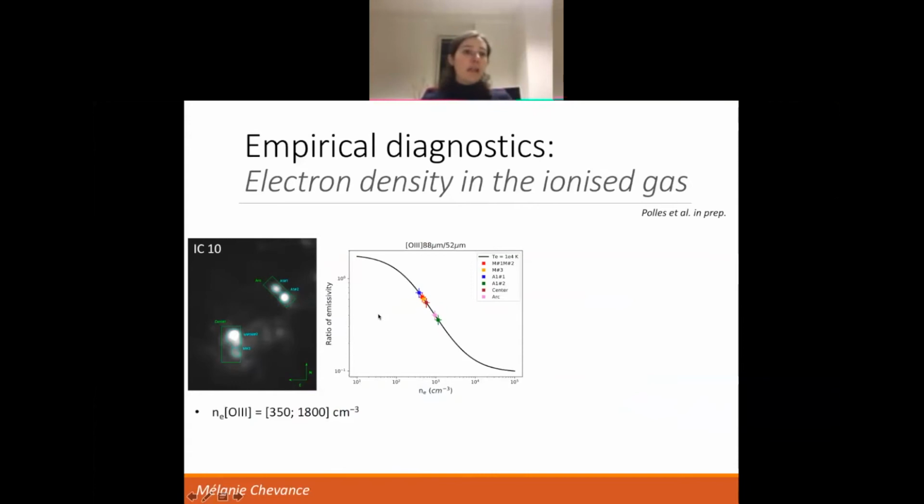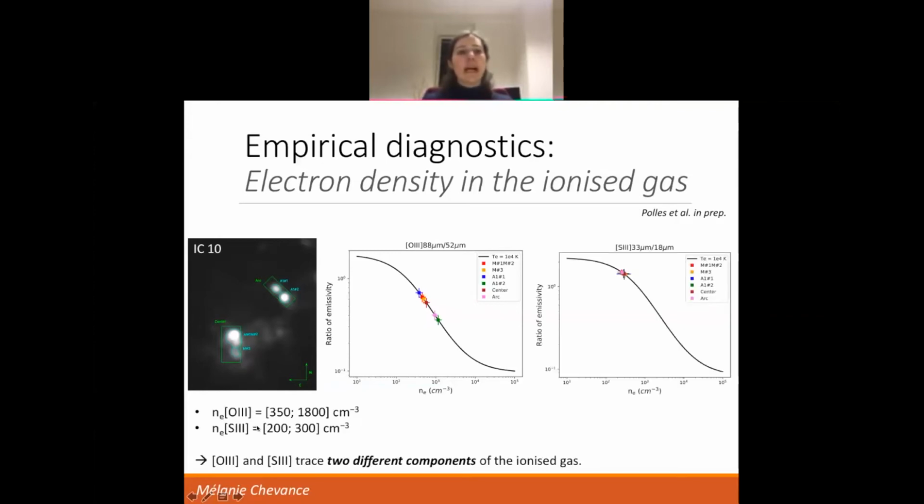So in particular, if we look at IC10, we see that different star-forming regions within the galaxy, as indicated by these different color points here, have different densities as measured with the O3 line ratio. But what is also very interesting is how this compares with the electron density measured with the S3 line ratio. And you see that we get completely different results here, where the S3 probes densities much lower than the O3 line ratio. So O3 and S3 trace really two different components of the ionized gas.